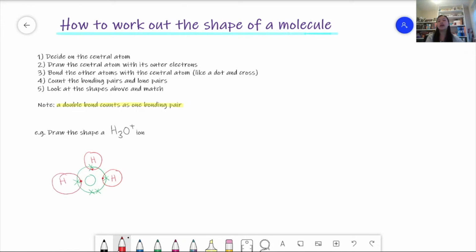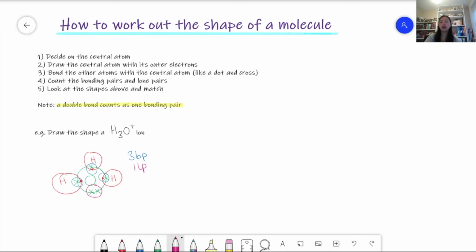Like that. And so now we've got the full dot and cross diagram. And now we just count the bonding pairs and lone pairs. So we've got 1, 2, 3 bonding pairs. And we've also got 1 lone pair.